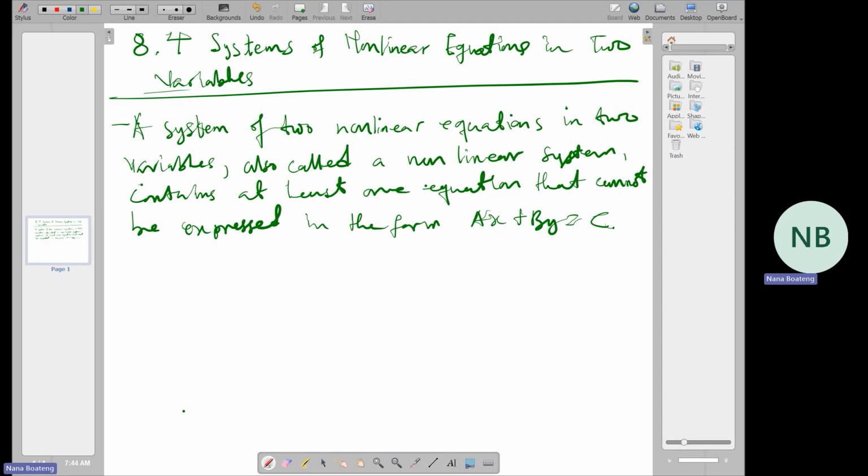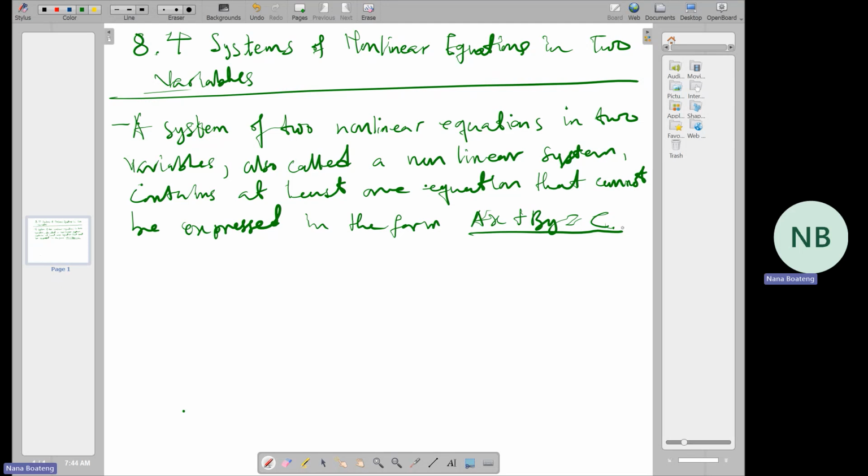So we express a linear system of equations this way. If we have a set of equations where at least one of them cannot be expressed in a linear form, then we say that we have a nonlinear system.